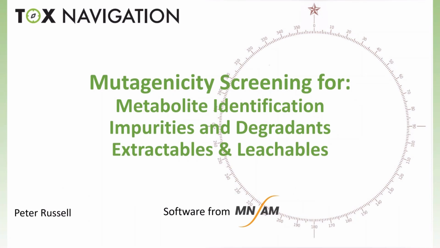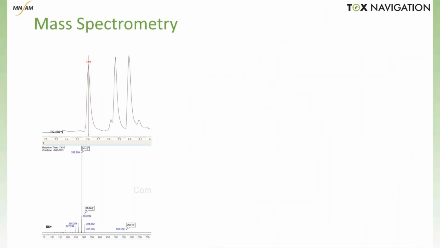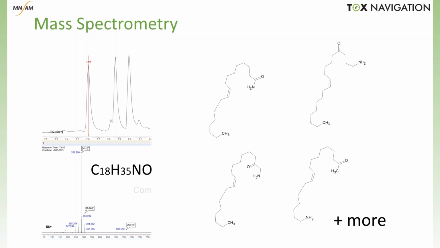In metabolite identification, drug impurities, degradants, and in extractables and leachables, an analyst will typically use mass spectrometry to elucidate compounds. However, this technique only proposes a formula. Clues about the actual chemical structure are deduced by looking at the high-energy fragmentation, the chromatography, and the chemical context. This narrows it down to a number of probable isomers.